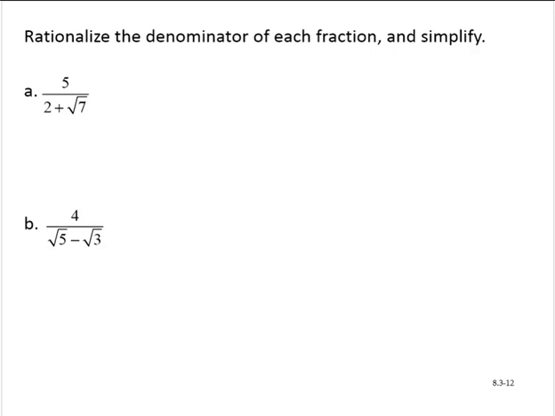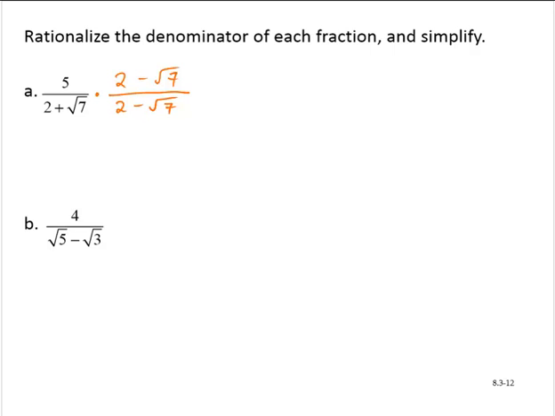And if we recall from a previous example, we learned that if we multiplied a binomial involving a radical, a square root, by its conjugate, we got an expression without a radical. So that's what I'm going to do. I'm going to multiply the denominator by its conjugate, which is 2 minus the square root of 7. In the numerator, I have to do the same thing.